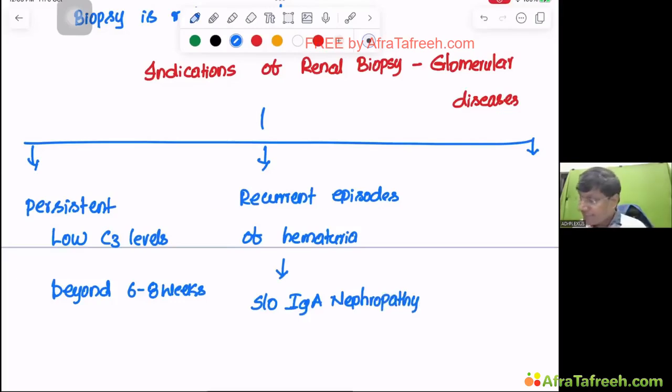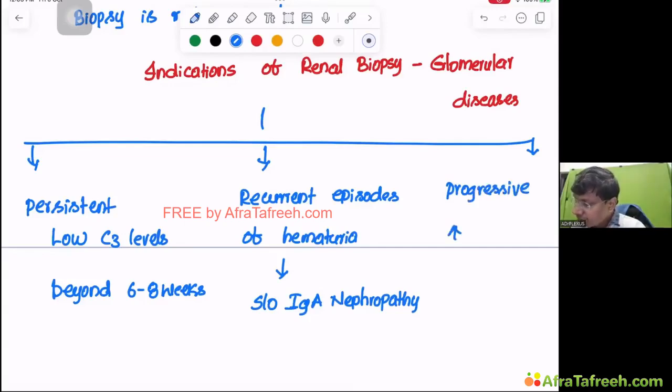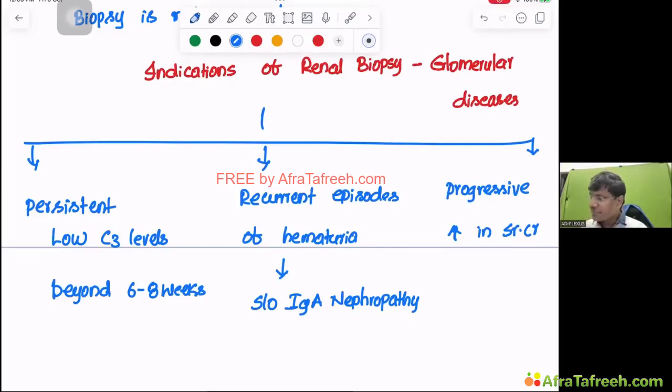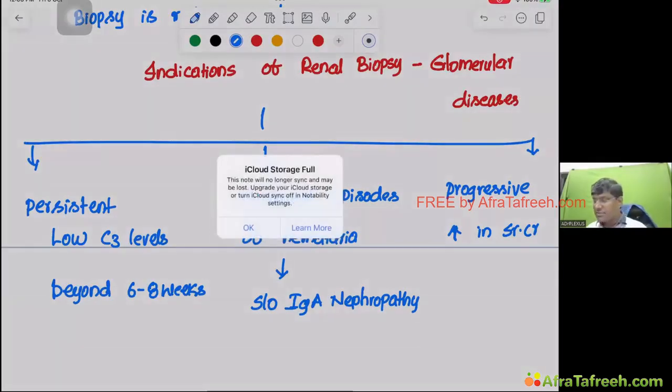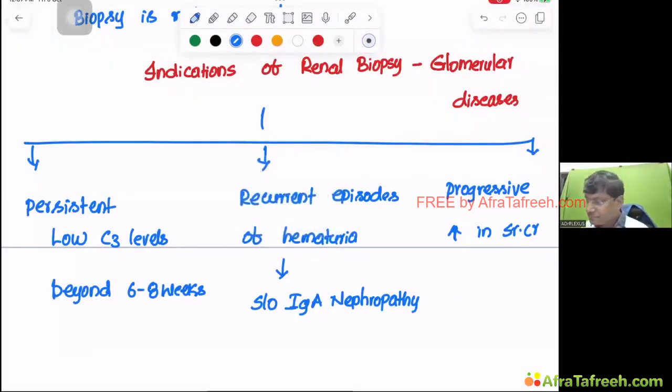And if there is progressive increase in serum creatinine, because progressive increase in serum creatinine is not the characteristic feature of post-streptococcal glomerulonephritis. But if it is happening in this patient, then you need to do biopsy and check for the cause. Okay, these are the indications of renal biopsy in this glomerulonephritis.